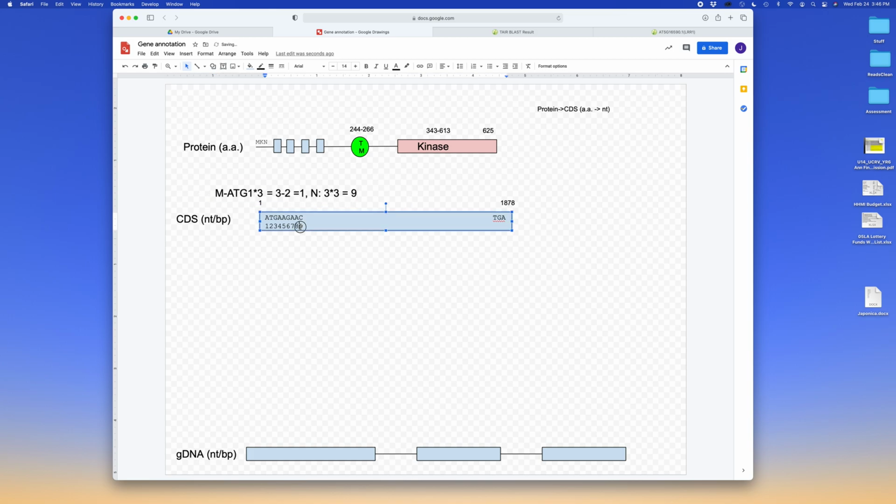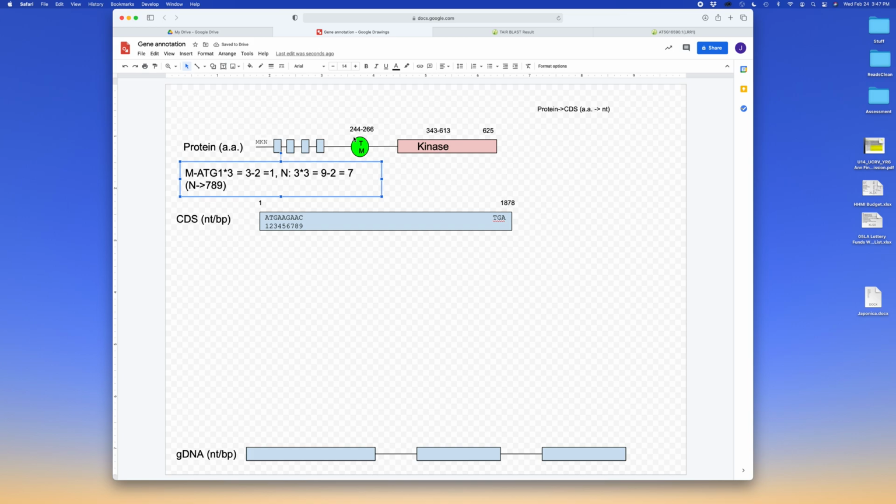Sorry, that's the position of the codon. 9 is the third base. So if we subtract 2, we get 7. So we know that the N codon is nucleotides 7, 8, 9. And down here would be our codon, 7, 8, 9. So that's how you calculate the codons based on amino acid position.